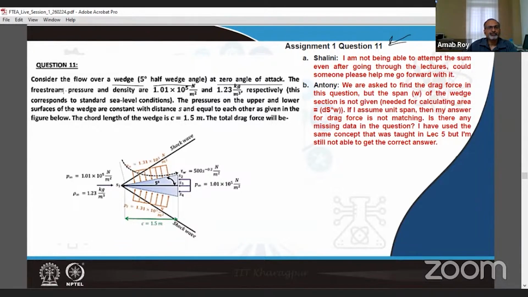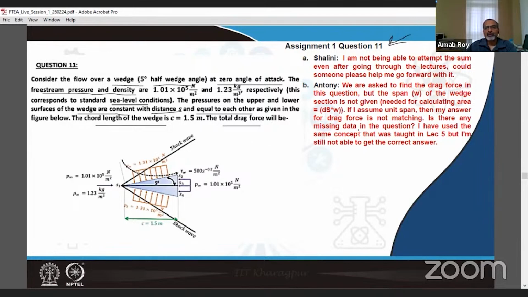0 angle of attack, and free stream pressure and density are stated, and they correspond to the standard sea level conditions. Pressure on the upper and lower surfaces of the wedge are constant with distance s. S essentially is the running coordinate moving along the surface, and the pressure is equal on the upper and lower surfaces because of the symmetry of the geometry as well as of the flow at zero angle of attack. The chord length of the wedge is given, and the total drag force has to be worked out.